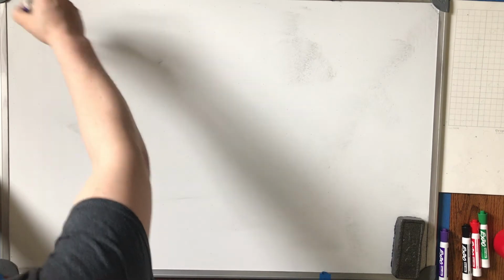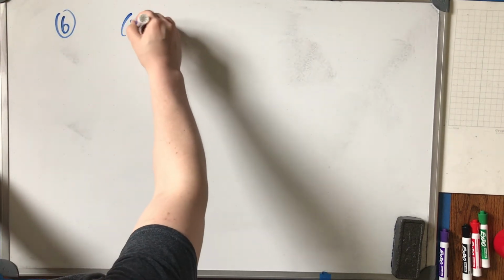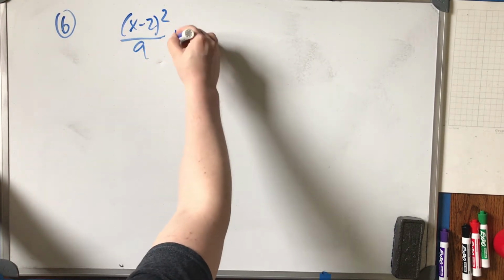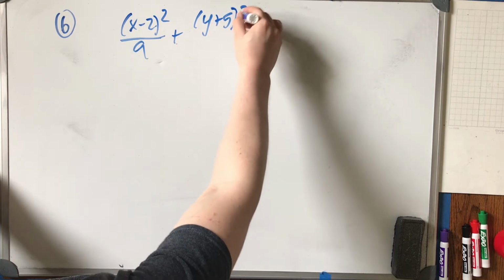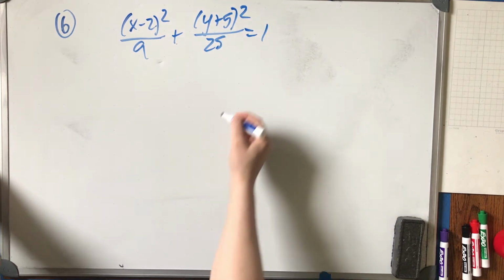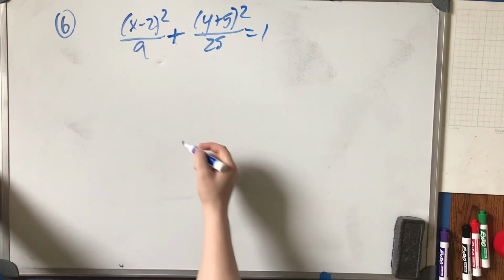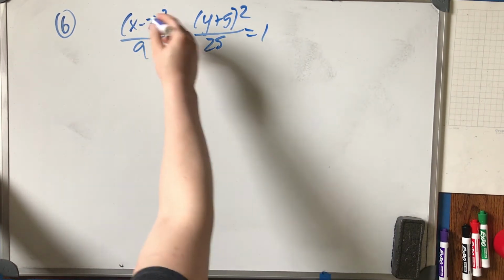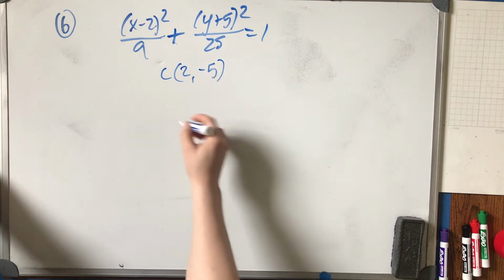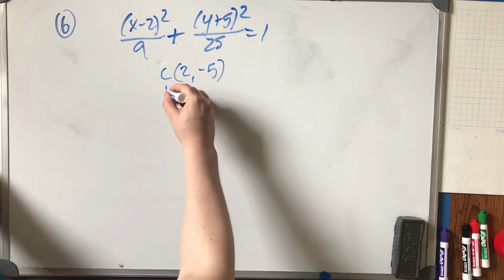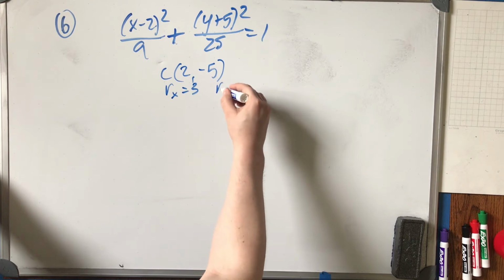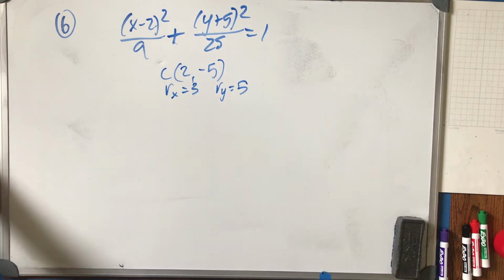What my answer key says is number 6. We have (x - 2)² over 9 plus (y + 5)² over 25 equals 1. It's plus with both of them squared, so this is an ellipse, so it's going to be circular motion. We have a center of (2, -5). This is going to be the radius in the x direction, so 3, and the radius in the y direction is going to be 5.